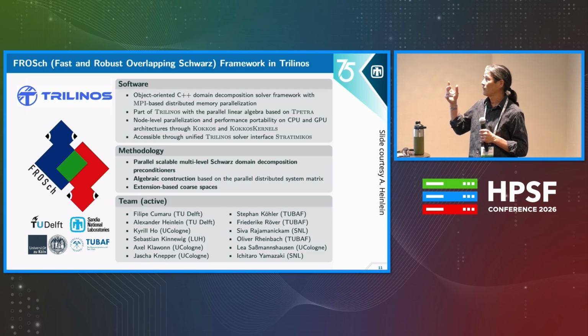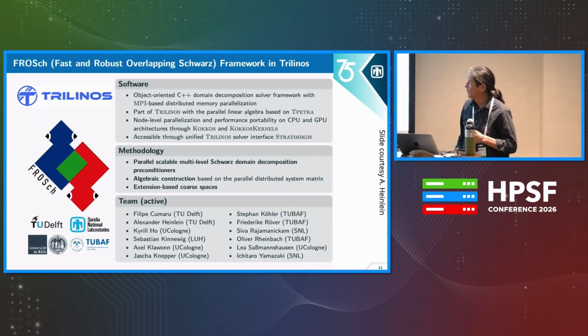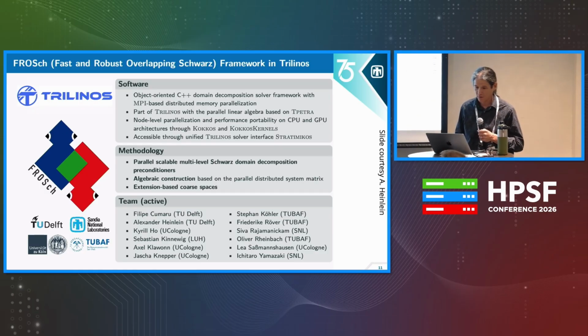You can think of it as a two-level method. So you're doing classic additive Schwarz on the fine level, and then it does an algebraic construction of the coarse level using extension methods.